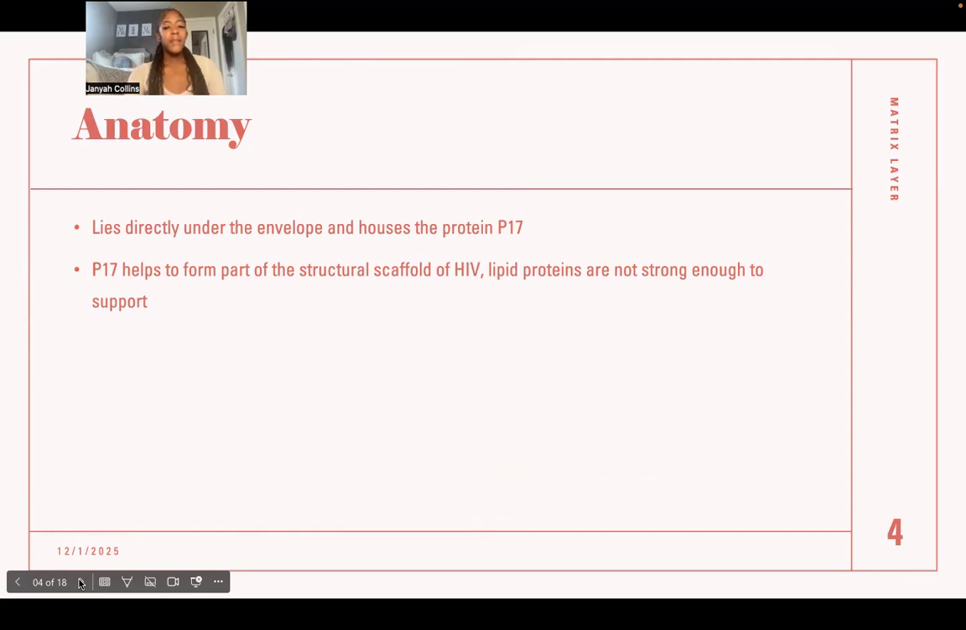Next, we're going to have our matrix layer, which lies directly beneath the envelope, and it houses our protein P17. P17 helps to form part of the structural scaffold of HIV. It also helps hold and support the protein to the rest of the virus, since the lipid proteins aren't strong enough to support it alone.